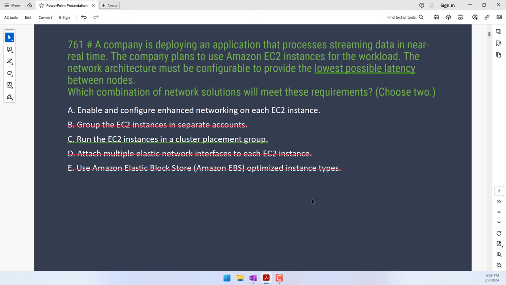Doesn't matter if it is 20 years older or newer. If you are going to use the bulk retrieval, I think it is between 12 to 48 hours, something like that. So obviously that is a big no for that one. So what would we do? We will instead use C, where we are going to use intelligent tiering.